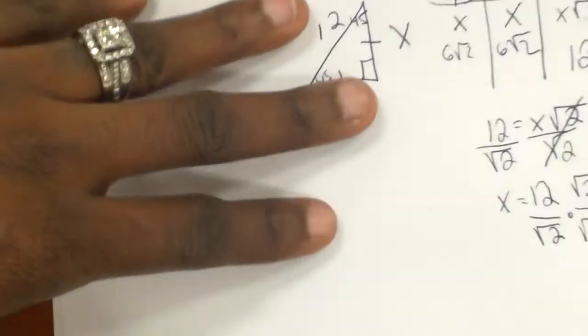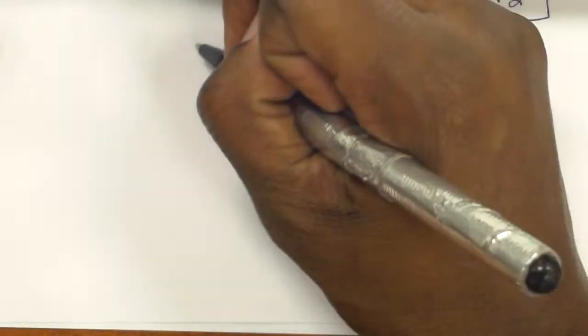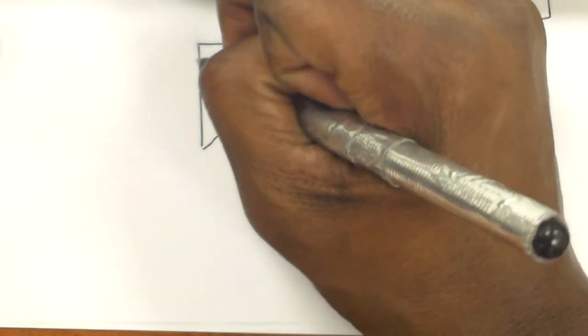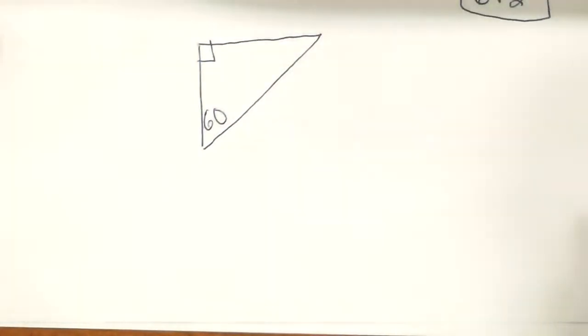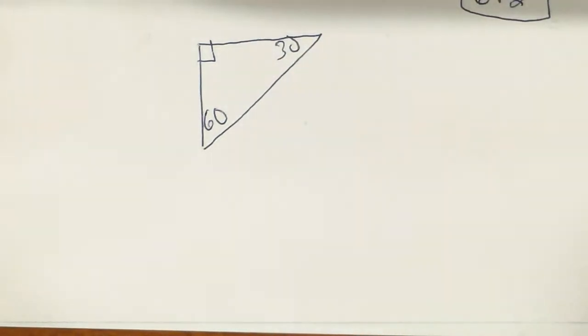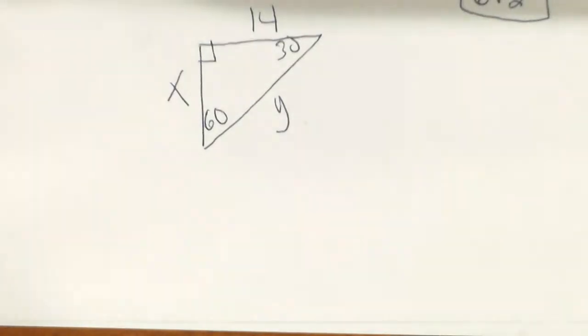Got it? Okay, let's look at, let me scoop my paper up, the next one, which is number 60. And remember with 60, we have a right triangle. This is 60 degrees, so we automatically know the triangle is going to be a 30, 60, 90. This side's 14, this side is y, and that side's x.